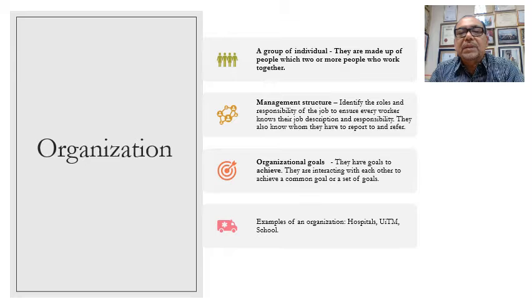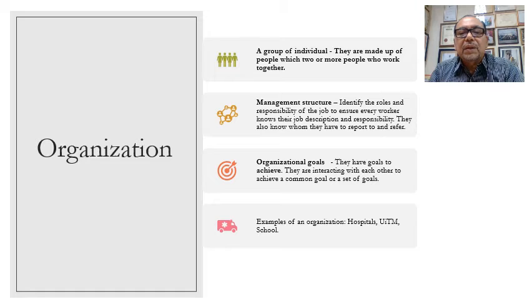So the management structure identifies the roles and responsibilities of the job to ensure every worker knows their job description and responsibility. They also know whom they have to report to and refer to. So if you have 5, 6, 10 of you in an organization, then you must have the management structure. Who's the boss? Who's number 1? Who's number 2? Who's number 3? Okay, this example we'll go through later in more detail.